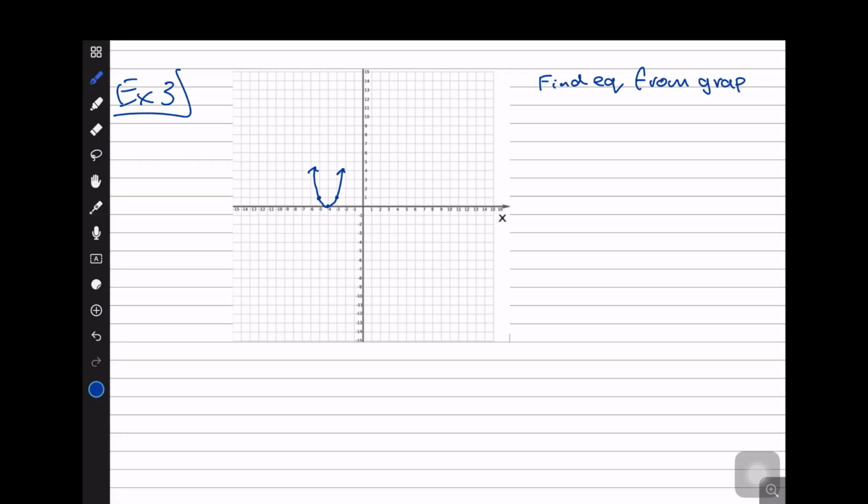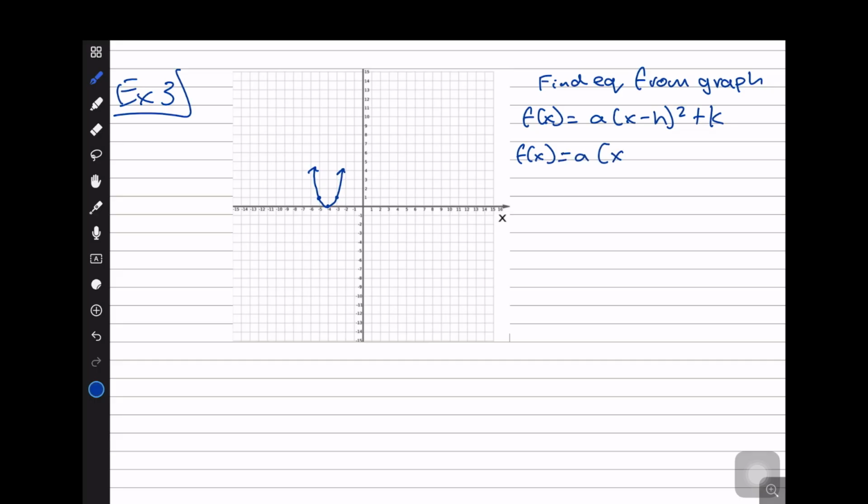Okay, so now what if they gave us the opposite? What if they gave us a graph and they asked us to find the equation? Well, let's take a look at this graph right here. What you want to do is write the general equation for vertex form. So that's going to be f of x equals a times (x minus h) squared plus k.